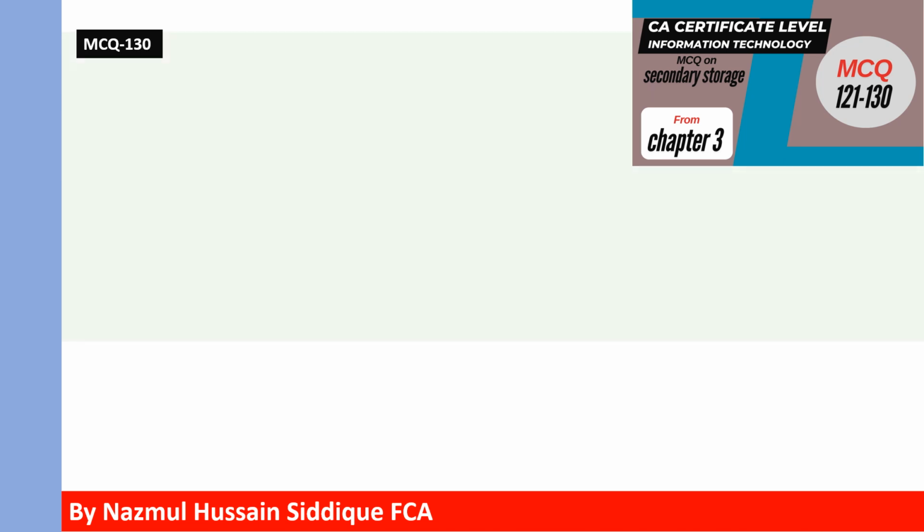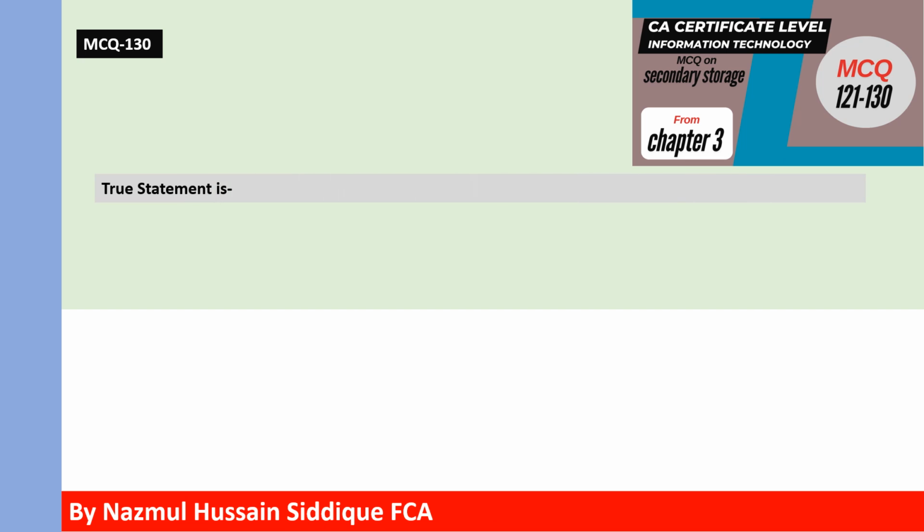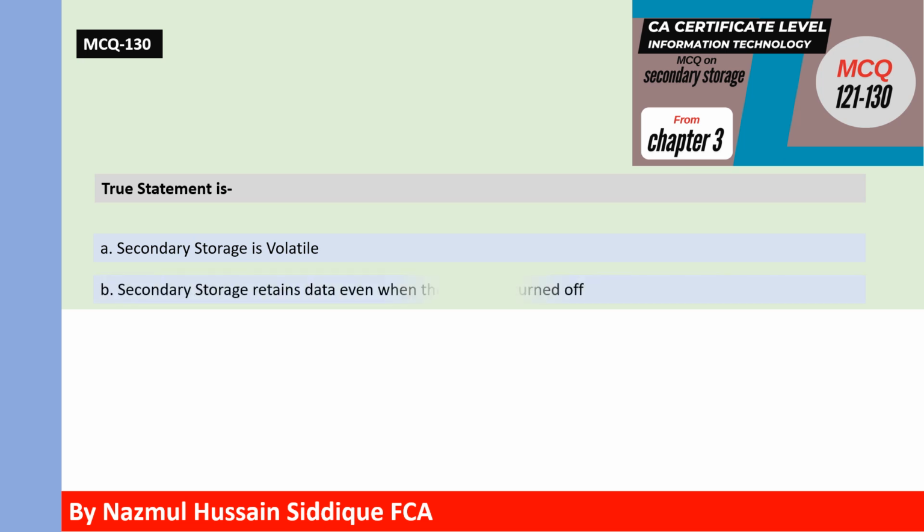Question of this episode. True statement is option A. Secondary storage is volatile. Option B. Secondary storage retains data even when the power is turned off. Which one is the true statement? Either secondary storage is volatile or secondary storage retains data even when the power is turned off. The correct answer is option B. It is the true statement that secondary storage retains data even when the power is turned off.